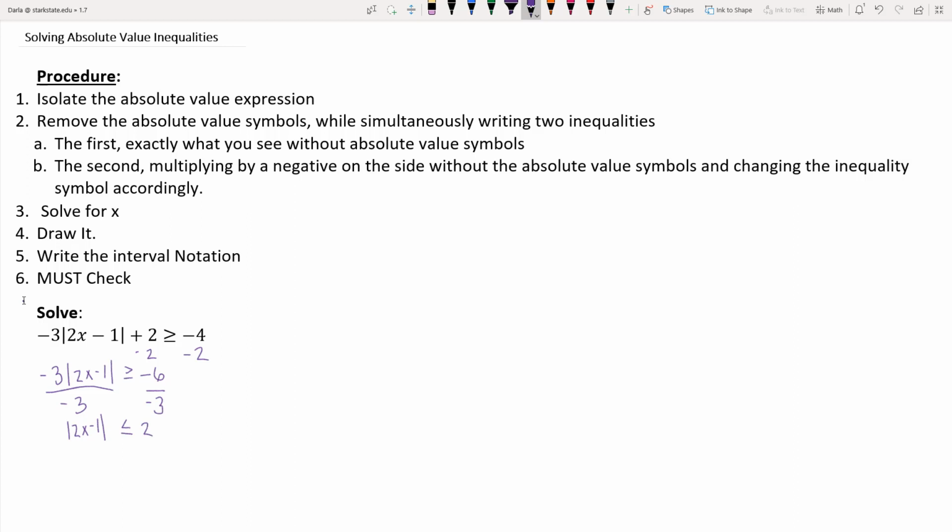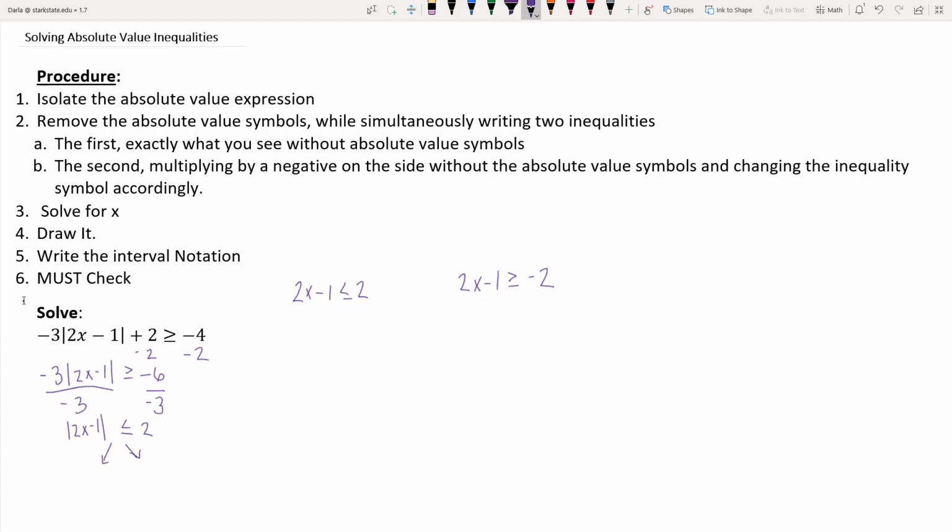And we have an absolute value inequality now where that expression is isolated. So now is when we can split it into two different inequalities. The first is exactly what we see without the absolute value symbols. So 2x minus 1 is less than or equal to 2. And then the other one is 2x minus 1 is greater than or equal to, so flip that symbol and then go opposite sign on that right hand side, so -2.